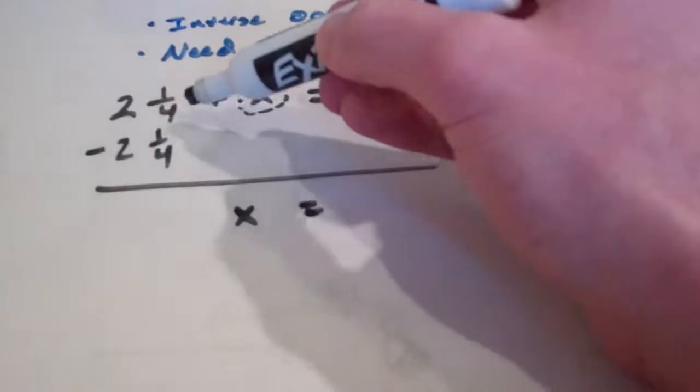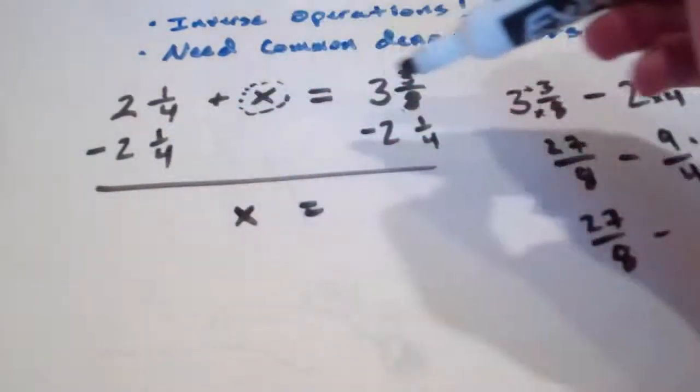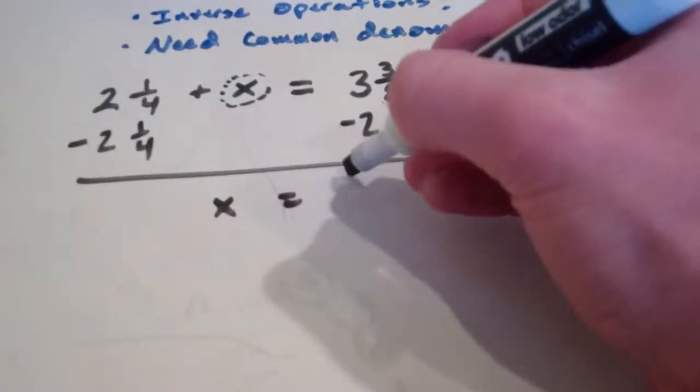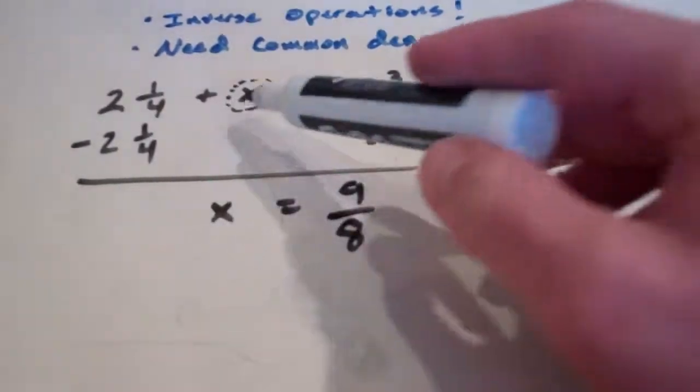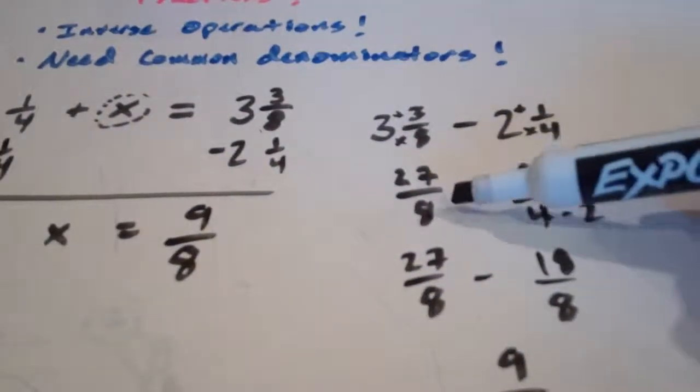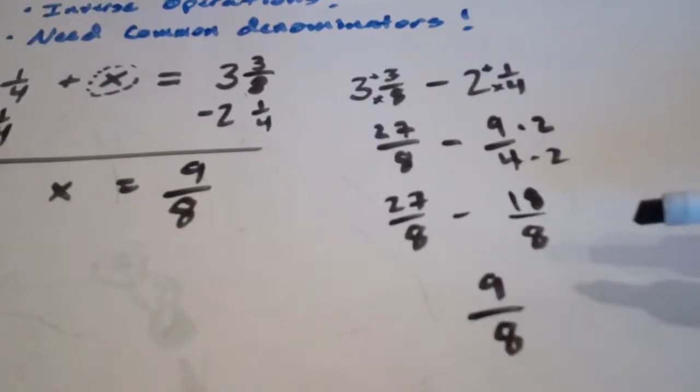But I always like to solve for a variable going down. Helps me stay organized. So x will equal 9 over 8. And I've isolated my variable using inverse operations, and I needed to find a common denominator in order to combine fractions.